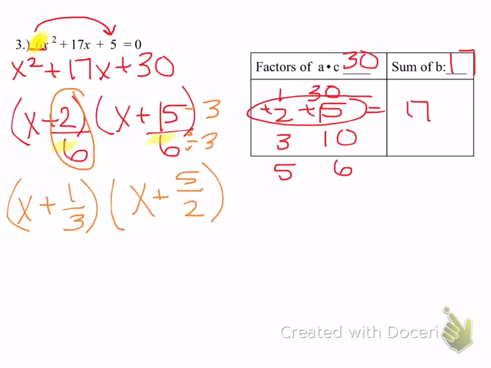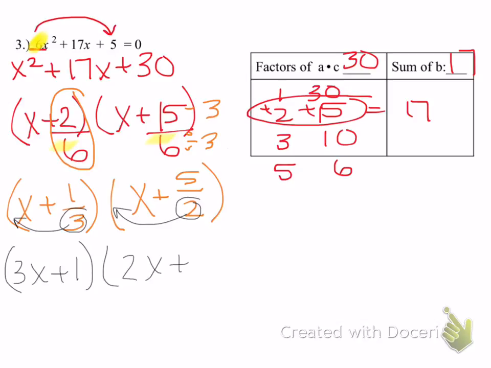So I simplified that. If you guys struggle with simplifying fractions, my suggestion is to put that in your calculator. So put 2 divided by 6 in your calculator, hit enter, and you can see that it's going to reduce to 1/3. So now that they're both reduced, we need to take that number and put it in the front. So my first set of parentheses is 3x plus 1, and my second set of parentheses is 2x plus 5, and that's my answer. Okay, let's do it again.